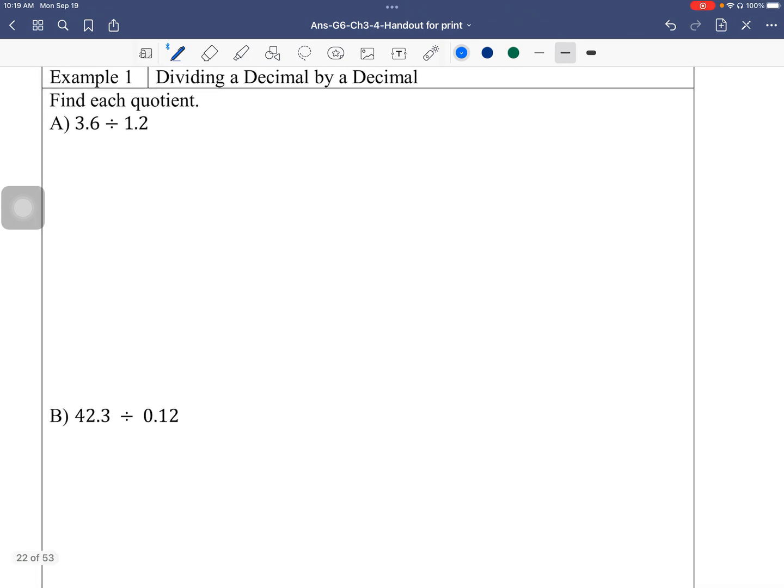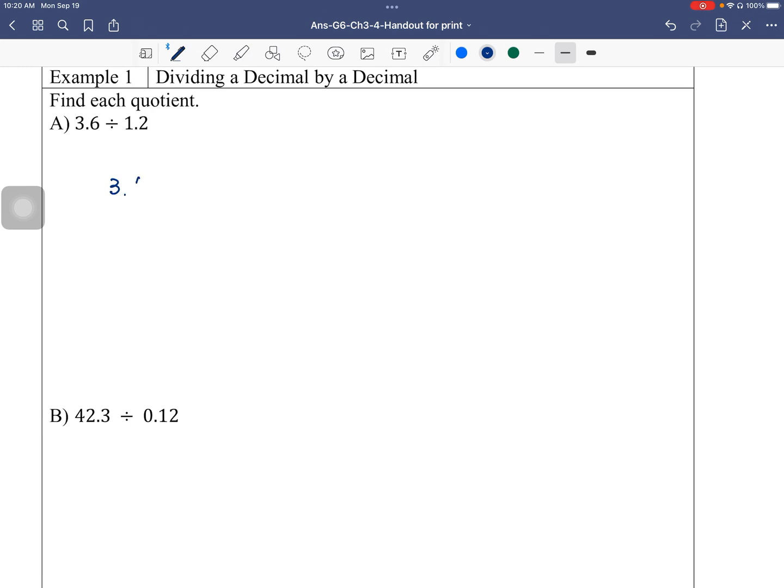Here what we need to do is multiply the divisor by 10, or 10 to the power of 1, to make it a whole number. So multiply the dividend by the same power of 10. There's one decimal point in the divisor, so multiplied by 10. So here, we want to multiply the divisor and the dividend by 10.